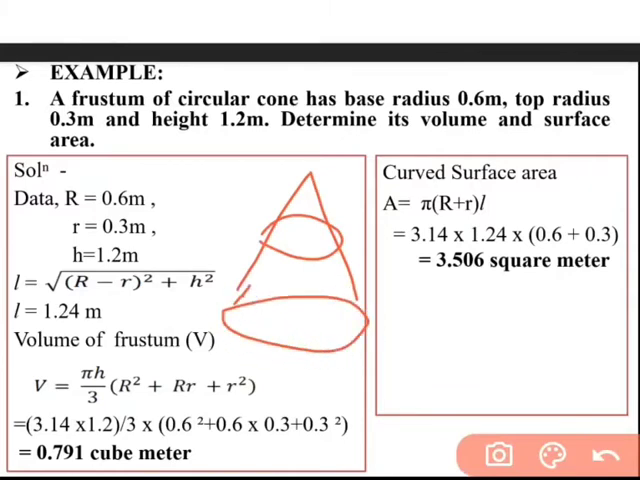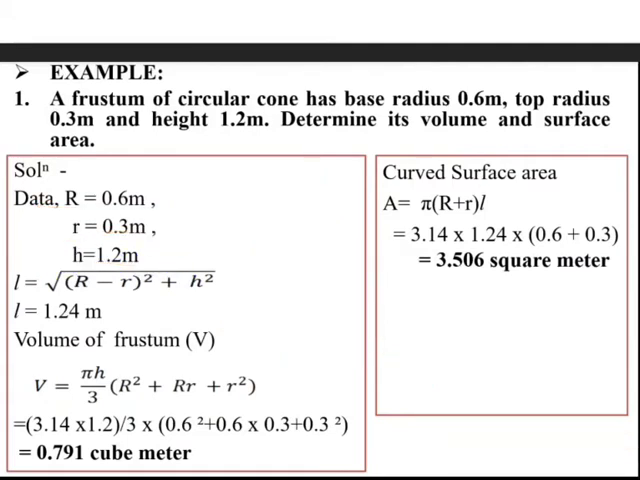Okay, a frustum of a circular cone has base radius, that is capital R, equal to 0.6 meter, top radius, that is small r, 0.3 meter, and height, that is small h, so small h is equal to 1.2 meter. Determine its volume and surface area.